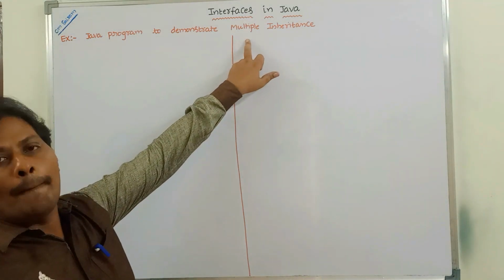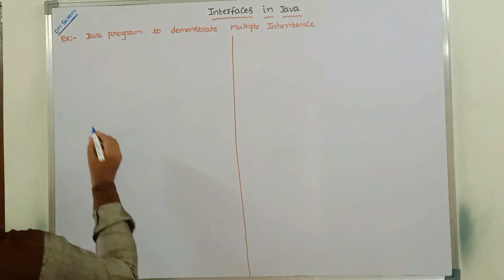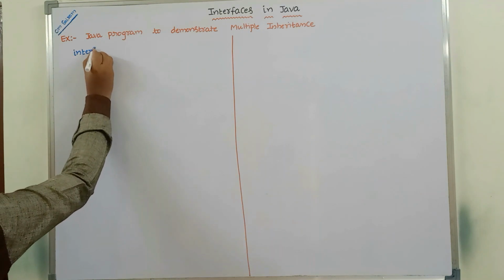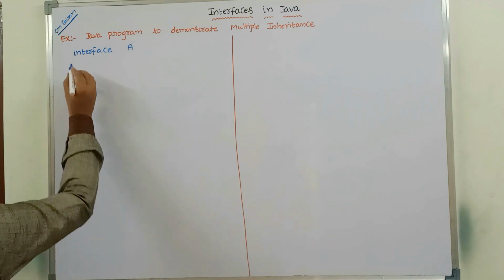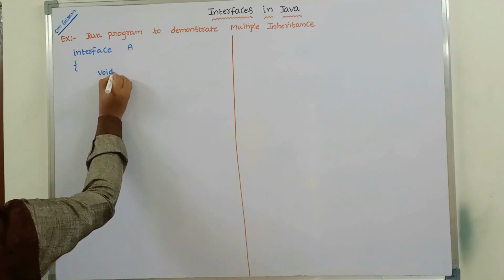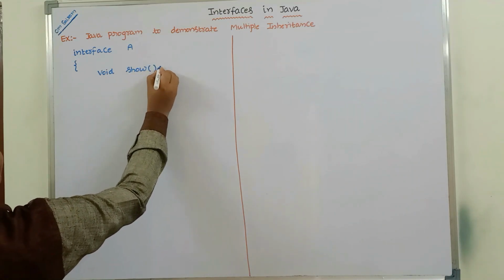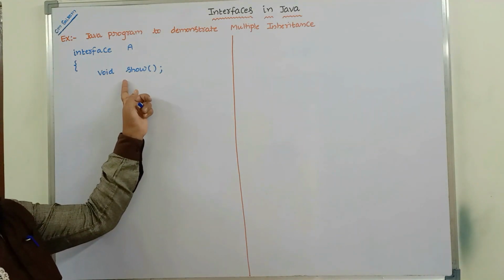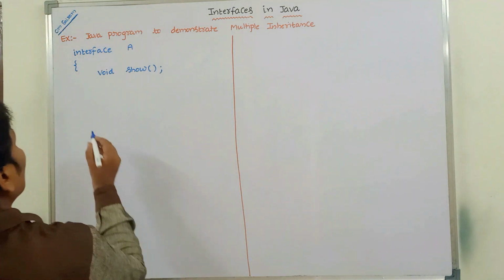Here we have to implement the multiple inheritance concept using interfaces. First, we have to create one interface. The interface name is A. In that interface, we have to write one method, void show. This method is only an abstract method. We are not providing any implementation. We only have to declare the method.